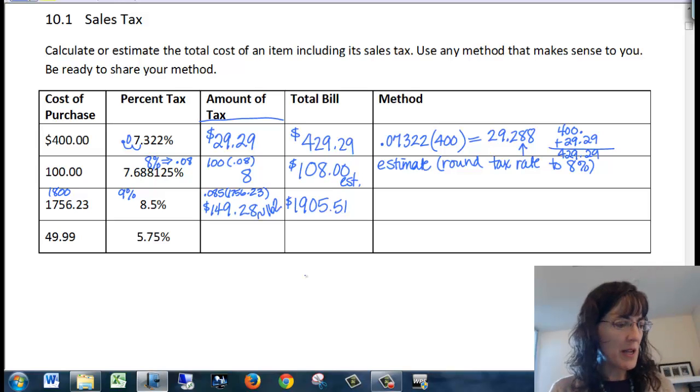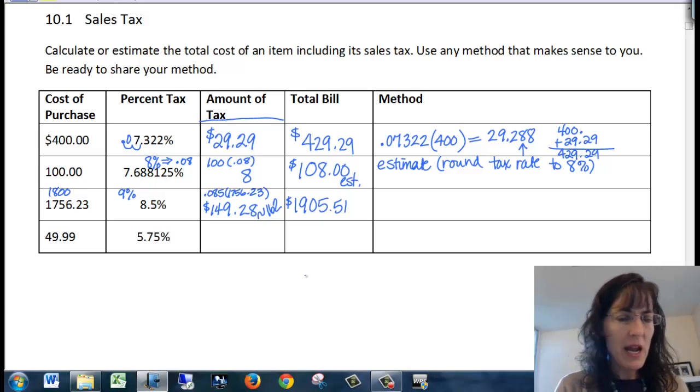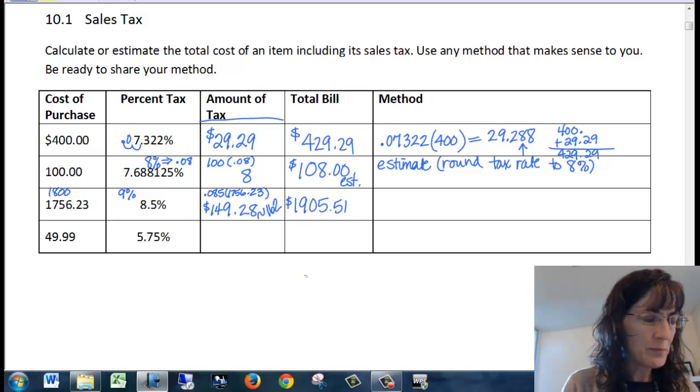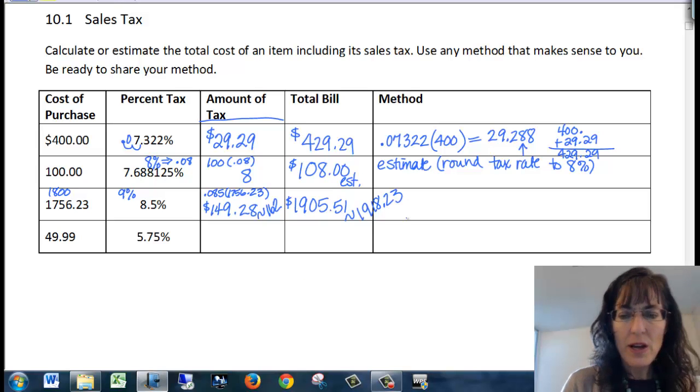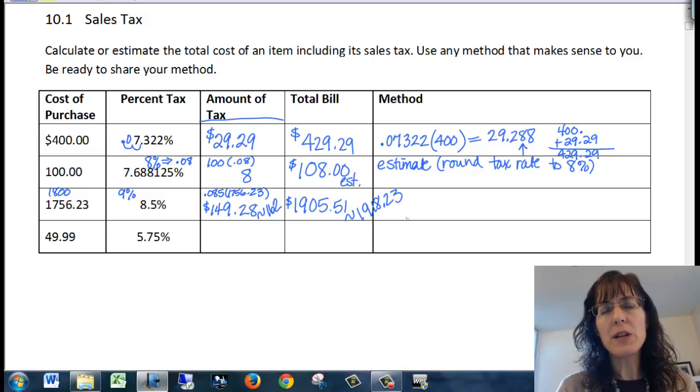That's my estimate, and then I can take that estimate and add it back to the 1756.23, and I get about 1918.23. Now, there are a couple of other things I could do to make it even easier. I could say, well, it's close enough to 2,000, and then I could do 9% of 1,000 is 90, because I have to move my decimal 3 places.